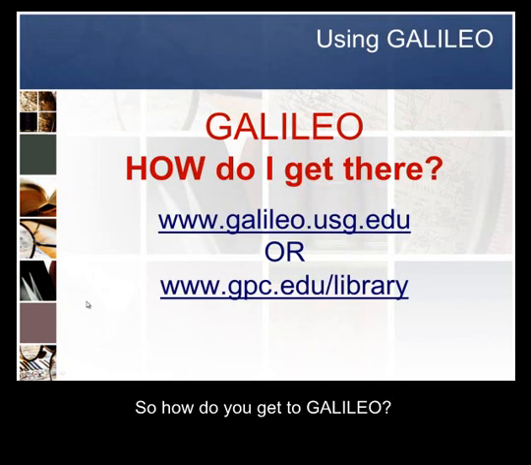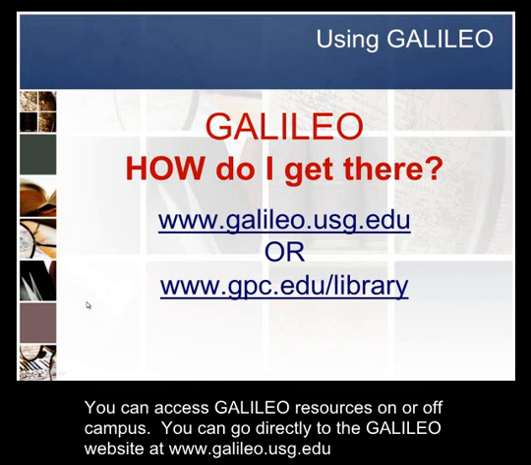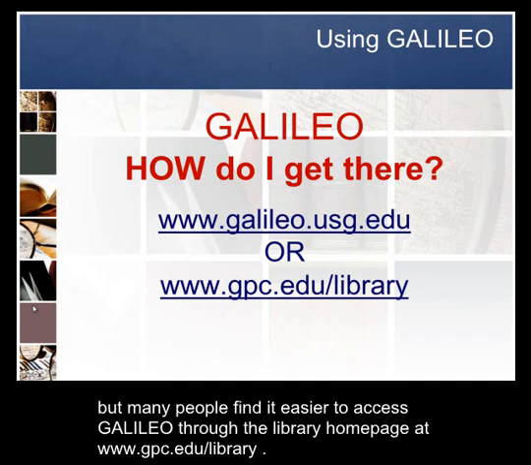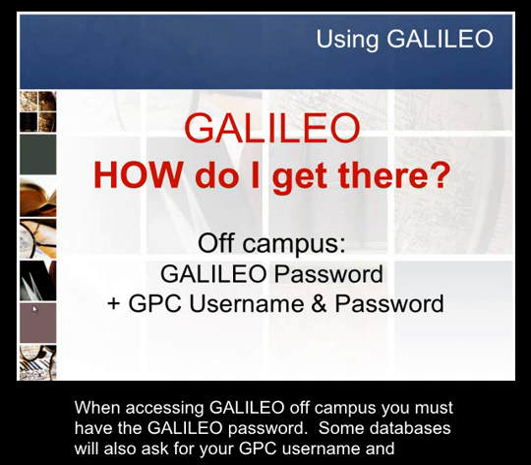So, how do you get to Galileo? You can access Galileo resources on or off campus. You can go directly to the Galileo website at www.galileo.usg.edu, but many people find it easier to access Galileo through the library homepage at www.gpc.edu/library. When accessing Galileo off campus, you must have the Galileo password.